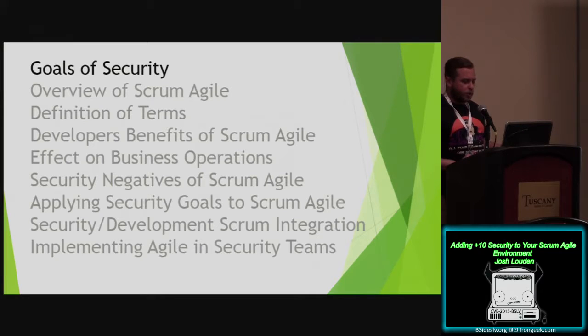So given our original goals, how do we actually apply those to Scrum, our security goals? And then I'll discuss the security development Scrum integration. So how do we start to integrate development and security together? Then finally, implementing Agile and just strictly Scrum teams.